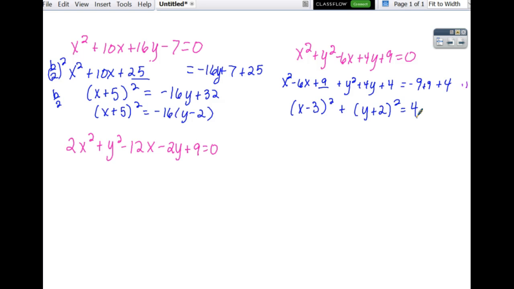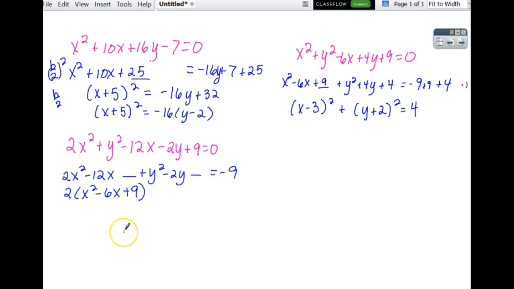Right? So that's the parabola, the circle, and now the ellipse. And the ellipse is the exact same thing. We still have to complete the square. So I'm going to have 2x squared minus 12x. So I have to complete the square here. But this one starts with a 2, so I'm going to factor out the 2. So to complete the square, I do negative 6 divided by 2, which is 3. 3 squared makes it 9. But how much did I really add? 18. So on this side, I'm going to add the 18.